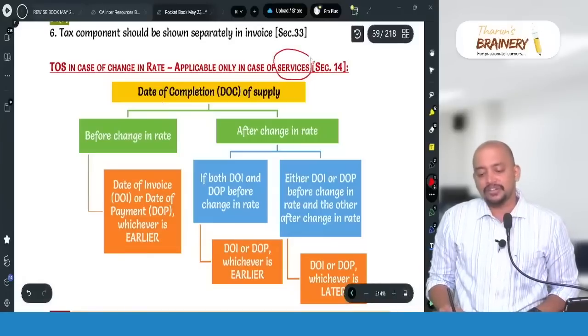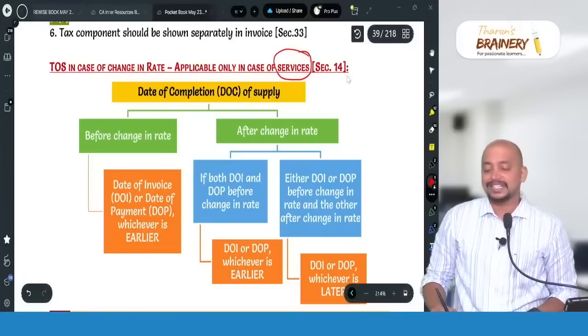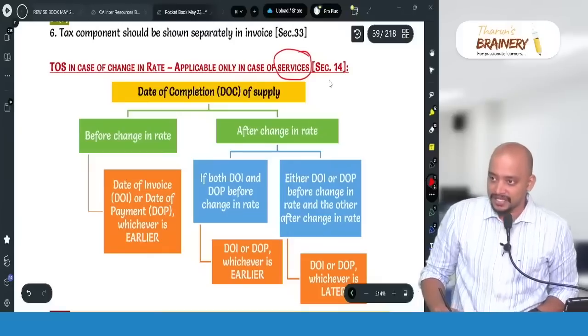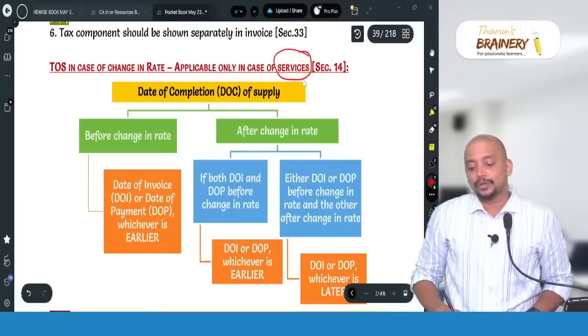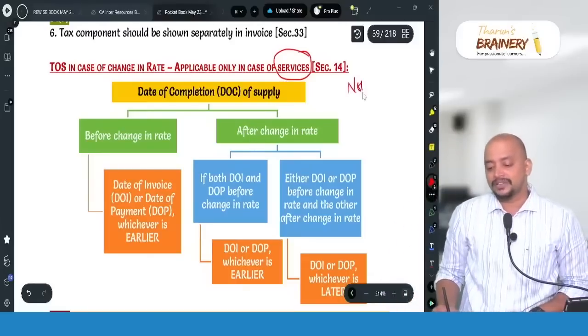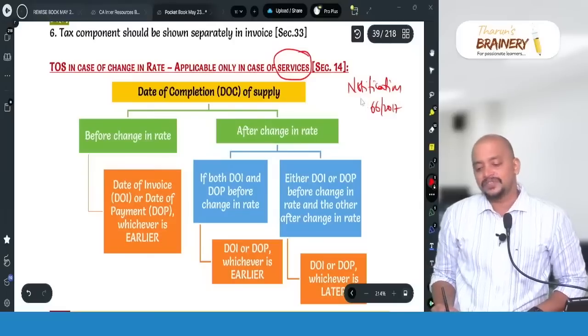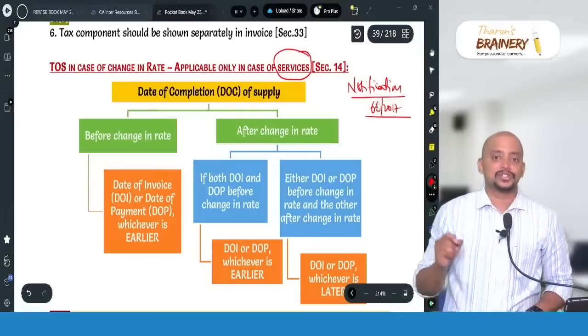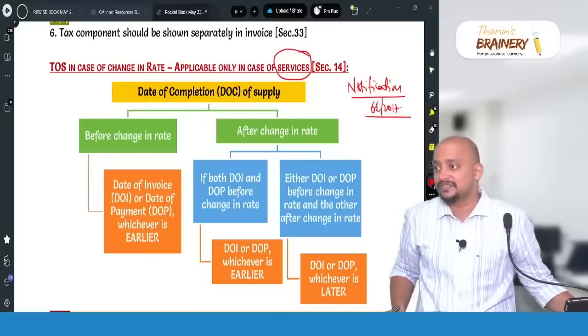But when you see the section 14 bare act, section 14 is actually applicable for both goods and services. But why is it applicable only for services? Because of notification 66/2017. That notification 66/2017 says that even in cases when there is a change in rate with respect to goods, the time of supply needs to be determined based on the actual date of invoice or due date of invoice, whichever is earlier.